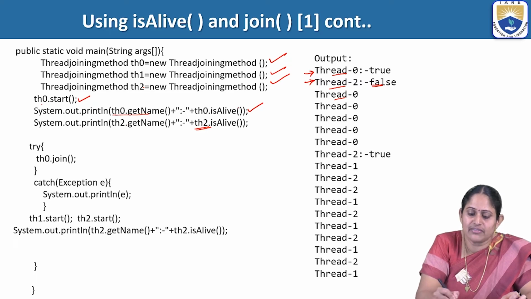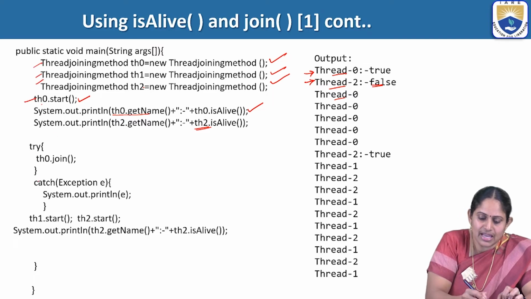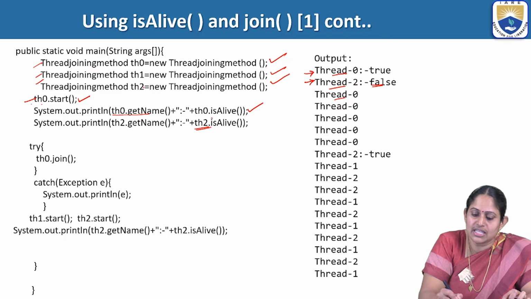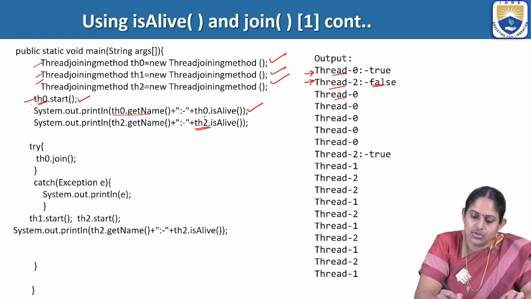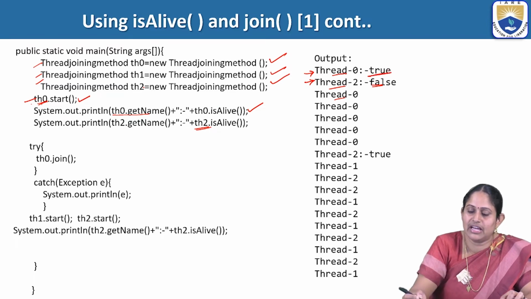Inside this, it is checking where we are creating 3 threads. We have created 3 threads, and at this point we are only starting TH0. So what happens when TH0 is started? Since TH0 has started, it will return true. So that is why we get the value true here.